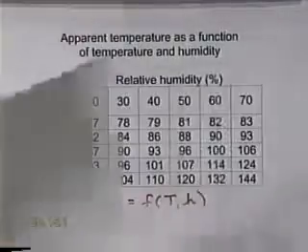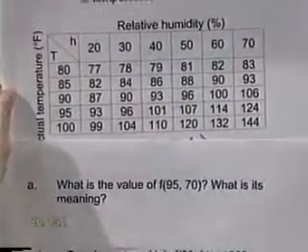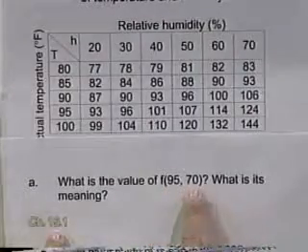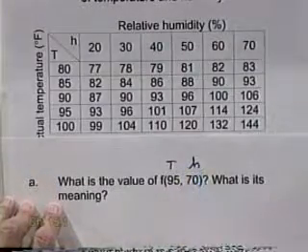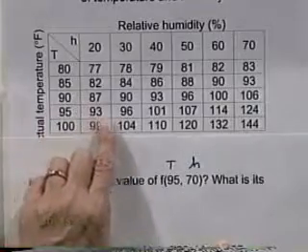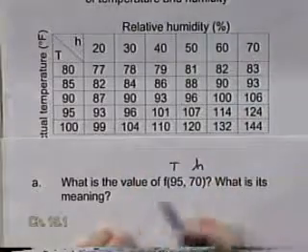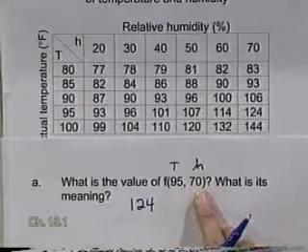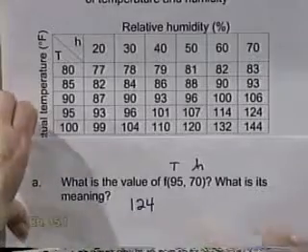So we have a few questions we want to answer. First one is, what is the value of f of 95, 70, and what is its meaning? Well, remember, it goes temperature and then humidity. So if I go over to a temperature of 95 and go to a humidity of 70, I come to 124. And what that means is when the temperature is 95 degrees and the humidity is 70, it feels like it's 124 degrees outside.